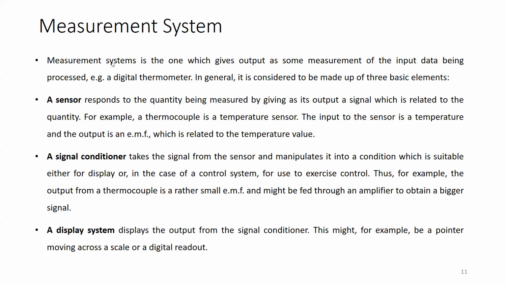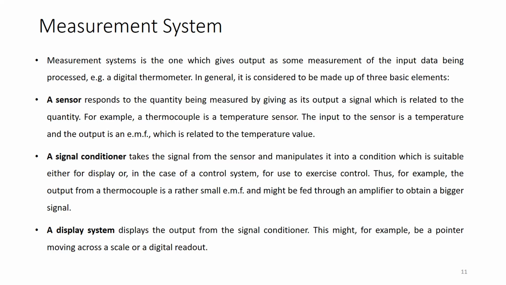So measurement system की क्या definition होगी? Measurement system is the one which gives some output as a measurement of some input data. Okay. Example is a digital thermometer. So measurement system is which gives some measurement value of the output. So wherever you are having a measurement value, either in the form of a length, or a weight, or a time period also, there you will call it a measurement system.